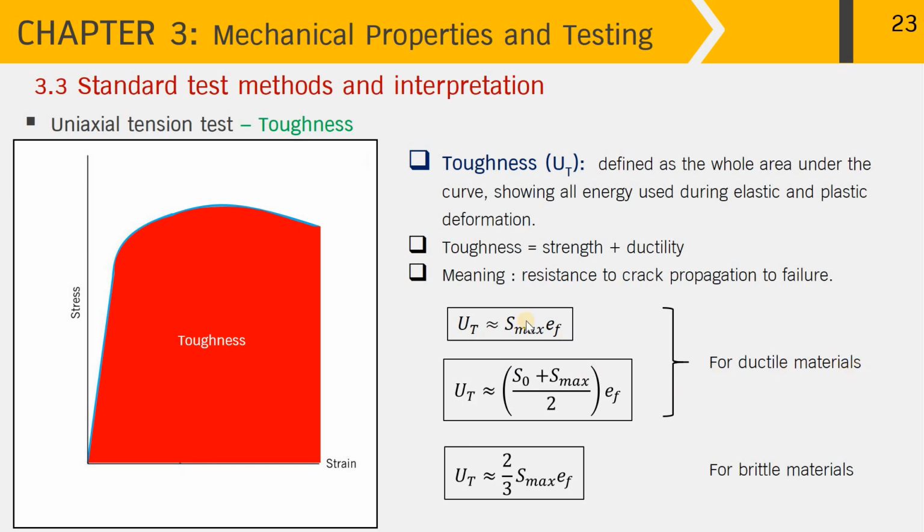For ductile materials, these two equations are used, where you can have the toughness as the maximum strength times the fracture strength, or you can average both the yield stress and the maximum tensile stress value first and then multiply by the fracture strength. And remember, the more area under the curve, the higher the toughness of the material.